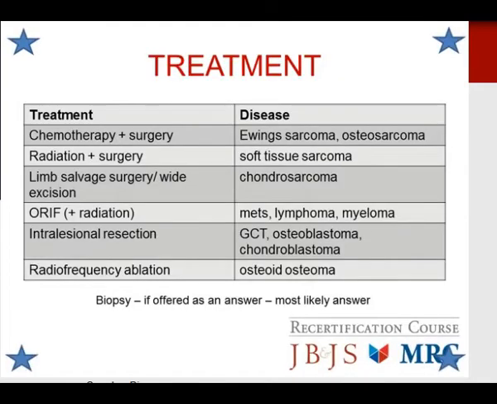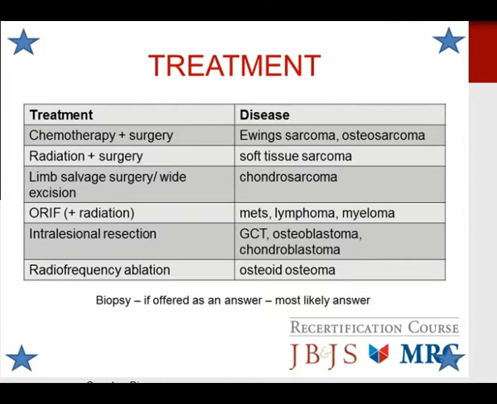I also want to talk about treatment. We can categorize these in big groups, and sometimes it's easy to remember. Patients who have a Ewing sarcoma or osteosarcoma are treated with chemotherapy and surgery. Patients who have a soft tissue sarcoma are treated with radiation and surgery. Chondrosarcoma is treated with limb salvage surgery alone. We don't use chemotherapy or radiation therapy as an adjunct. Metastatic disease, lymphoma, and myeloma are treated with some sort of fixation, a nail, a plate, and radiation therapy to the entire field that was treated.